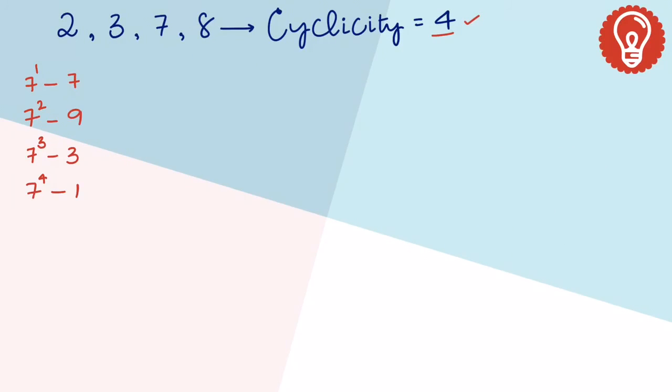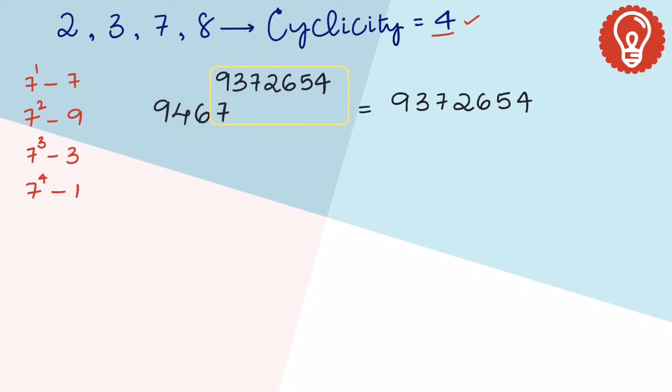This time, let's come up with a bigger example. Something like this. Let's stick to the basics and focus only on the units place. Step 1 is to take the power divided by 4 because the cyclicity is 4.